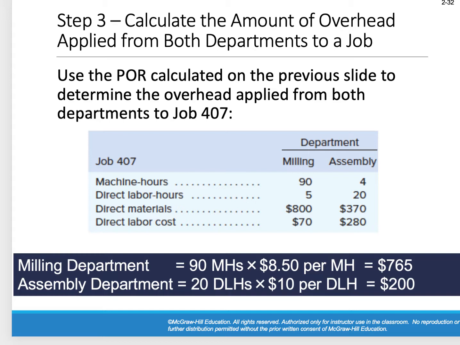Multiply those. We're going to apply $765 of manufacturing overhead from the milling department. Do the same thing for assembly.